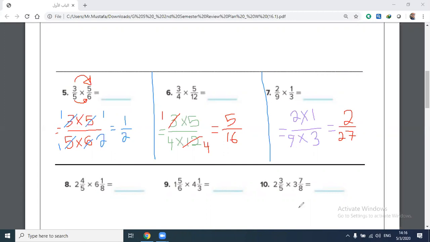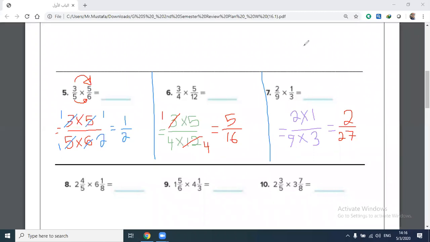You understand? The first part was fraction by whole number, and then fraction by fraction. The last part will be mixed by mixed. Okay, can you take a screenshot or a picture of this? I will clear it, and we'll go for the next part. Okay, I took a screenshot.